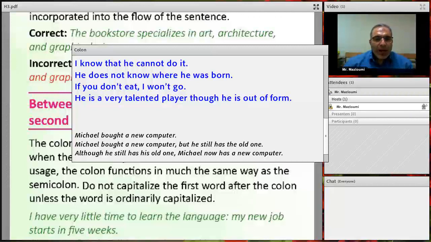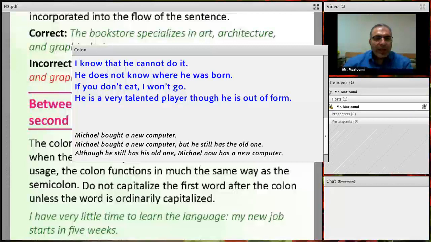Next one. I know the man who stole the watch. Okay, I know the man. I know that man. It is a main clause. It is an independent clause. What about this one? Who stole the watch? Okay, is it complete? Who stole the watch? No. It is a dependent clause.